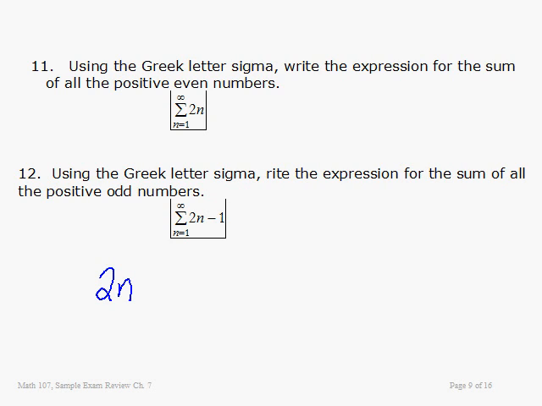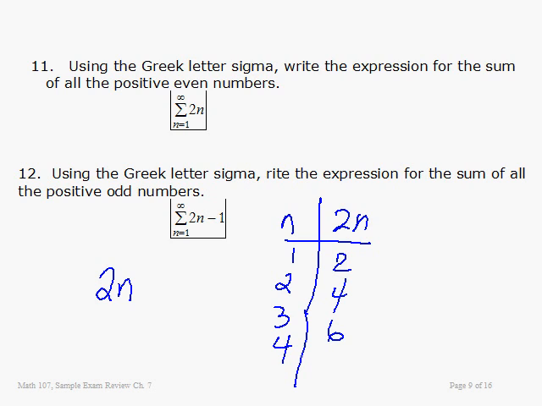To see how that works, here's n and here's 2n. Let n be 1. 2 times 1 is 2. Let n be 2. 2 times 2 is 4. 3. 3 times 2 is 6. 4. 4 times 2 is 8. As you continue, these will only be the even numbers. As n gets bigger and bigger, so does this list.